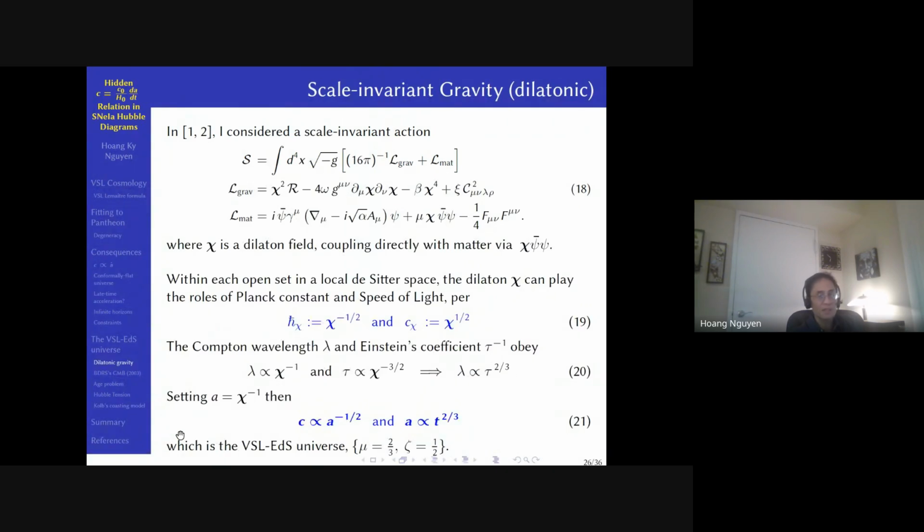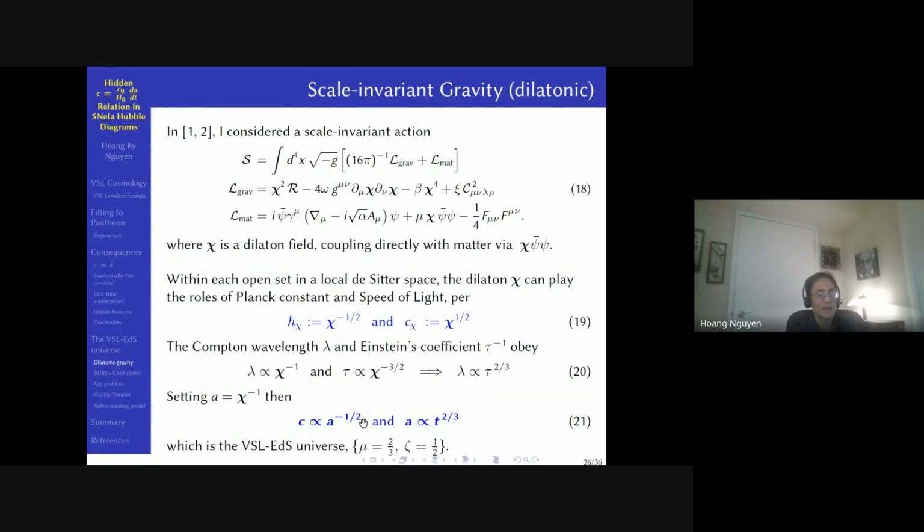And if we apply this to cosmology, let's say we set the scale factor to be inversely proportional to the dilaton. Then in that case, c here now depends on chi, and chi depends on a, and so therefore that is the form we have.